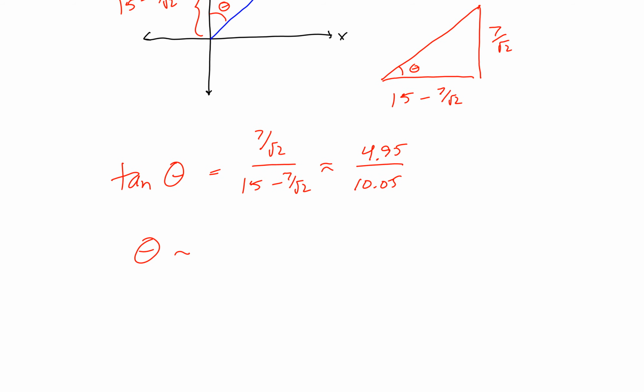So theta is about arctangent of this, and this is about 0.456 radians, or about 26 degrees. So it pushes about 26 degrees off from due north.